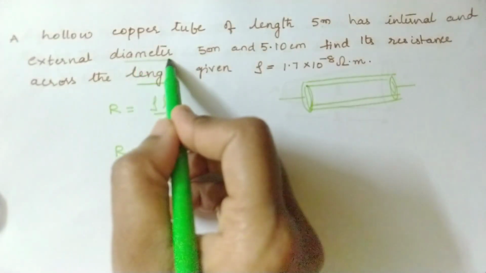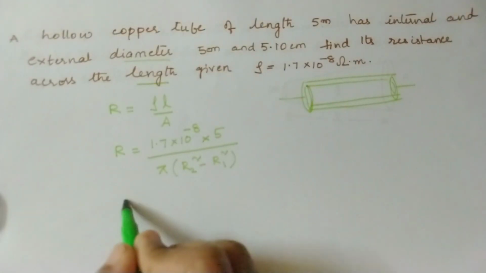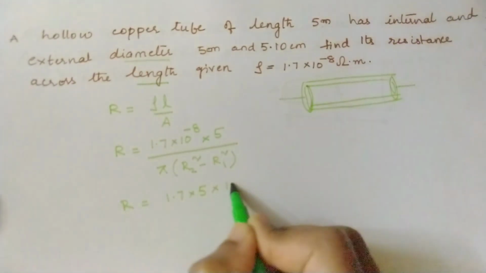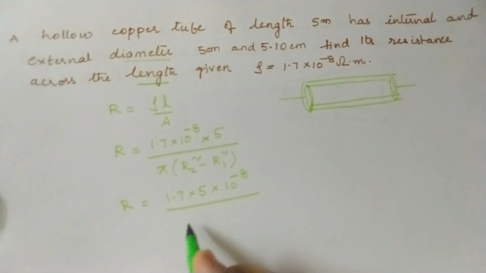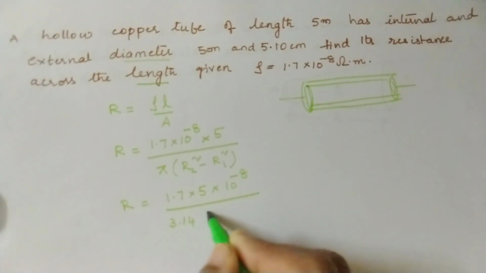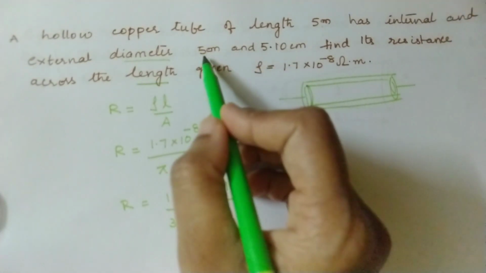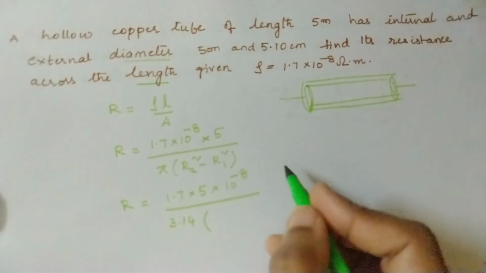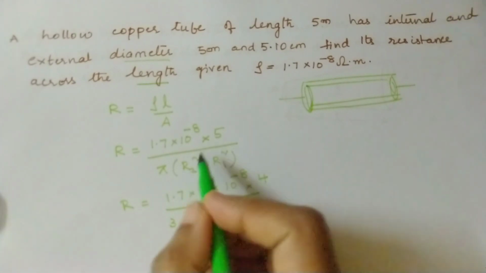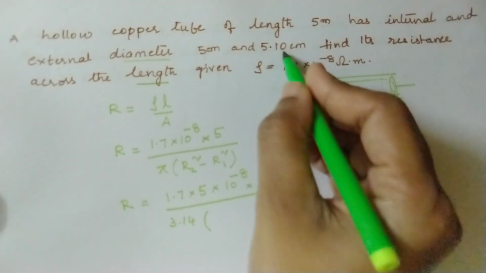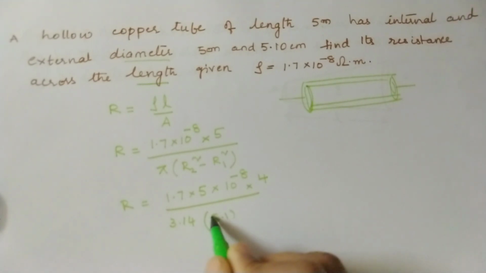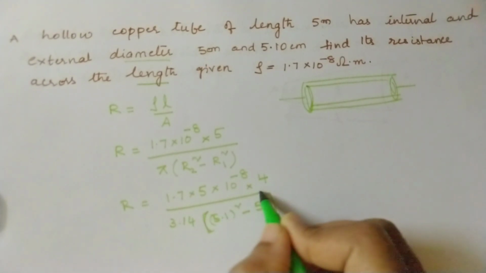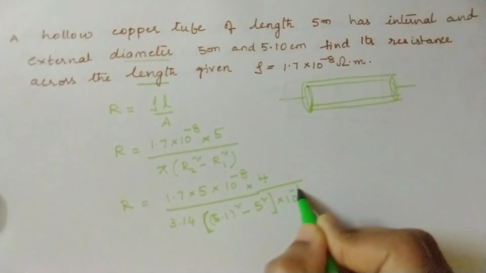Since they have given you the diameters instead of radius, substitute the radii. R is 1.7 into 5 into 10 to the power minus 8 divided by pi, which is 3.14. So if diameter is 5, radius will be half of it. So I am dividing this as diameter by 2. So I will take that 4 to the numerator. Outer diameter is 5.1, so 5.1 whole square minus 5 square, converting centimeters to meters, into 10 to the power minus 4.